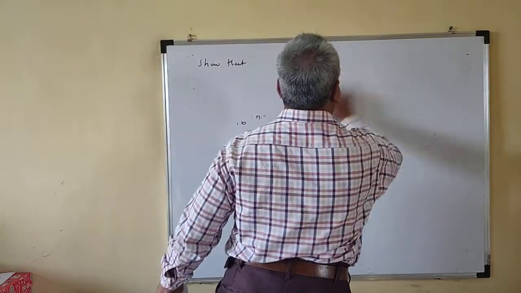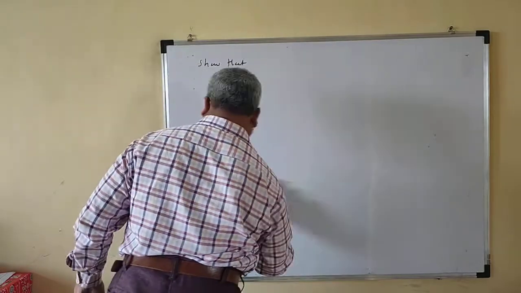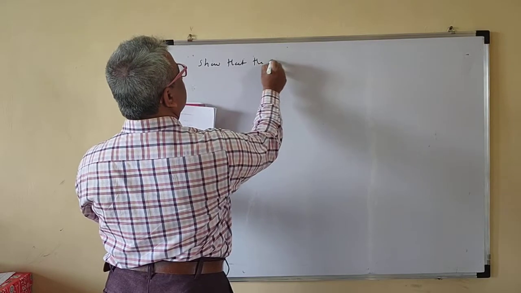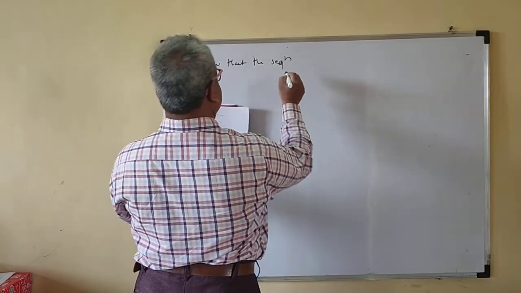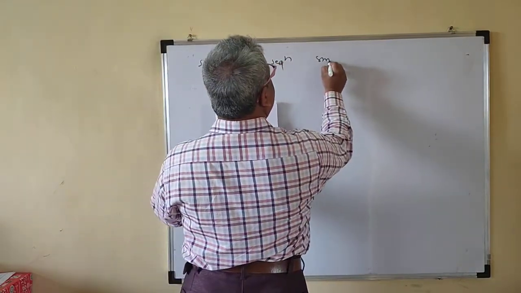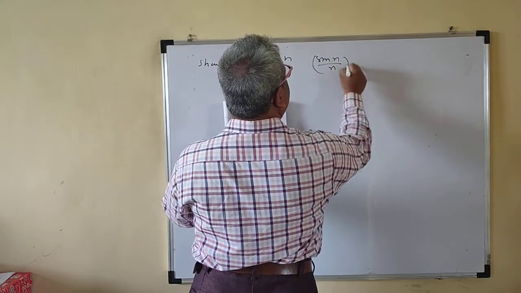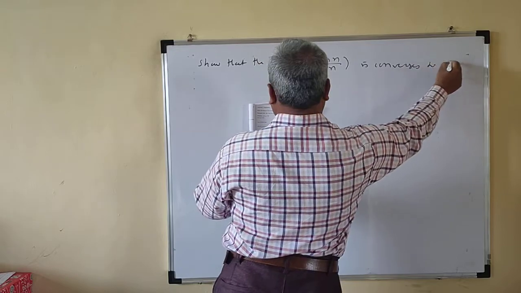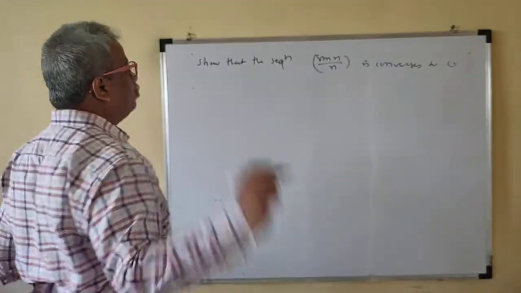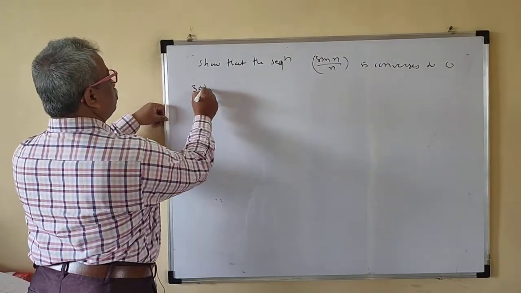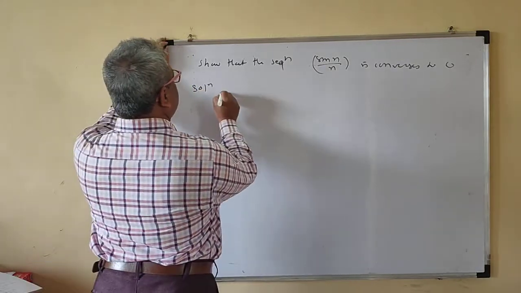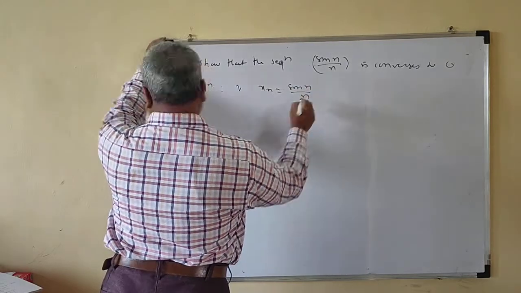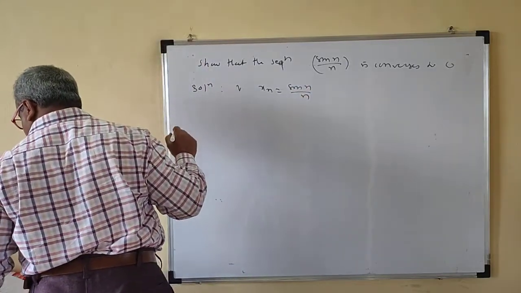Next problem. Show that the sequence sin n upon n converges to 0. Solution: xn is equal to sin n upon n. Is it correct? Yes, sin n upon n.